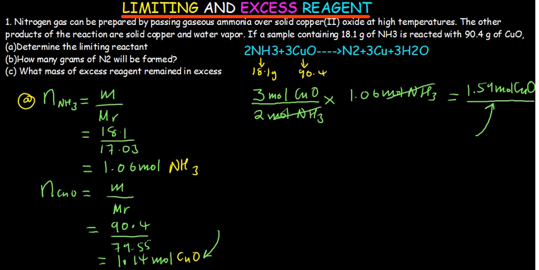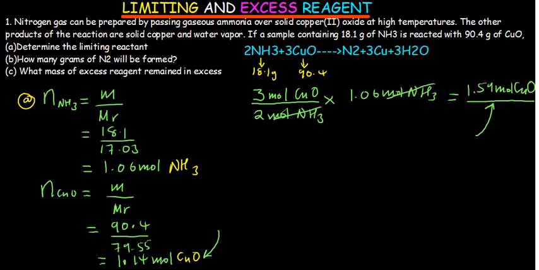So we need to give that statement as we finish. Since the moles of copper oxide which are available are less than the moles of copper oxide which are expected to react with ammonia, therefore, copper oxide is the limiting reagent.